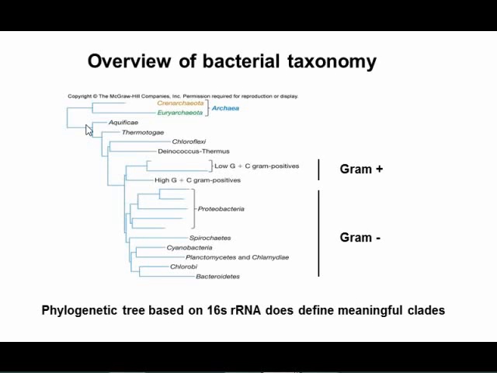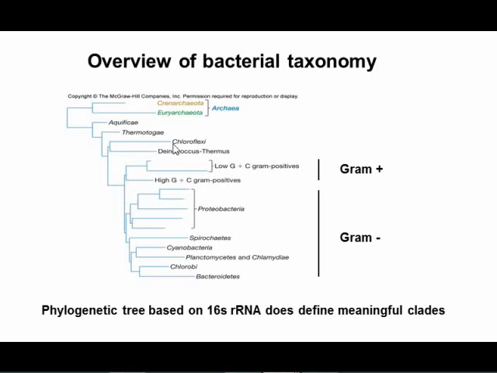Another thing you can say is, okay, we've got gram positives here, gram negatives there. They are sister groups. What was the ancestral state? Were the first bacteria gram positive or gram negative? One cell membrane or two cell membranes on the outside? Okay, so that's where things start to become confusing.